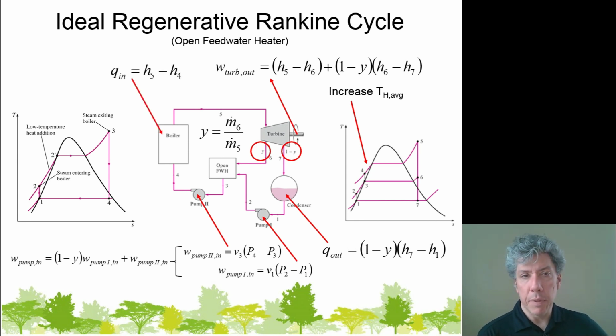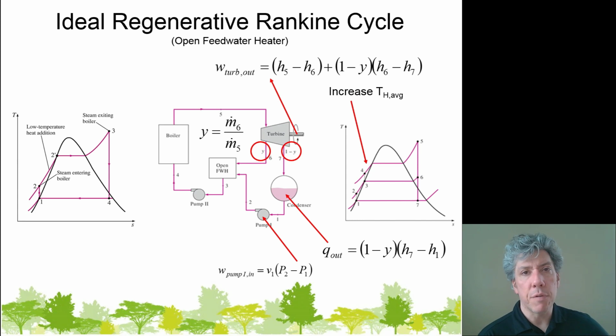The boiler is pretty simple. Q dot N is just H5 minus H4. If we look at an energy balance there, that's because to calculate Q dot N, you would simply multiply M dot 5 by H5 minus H4.